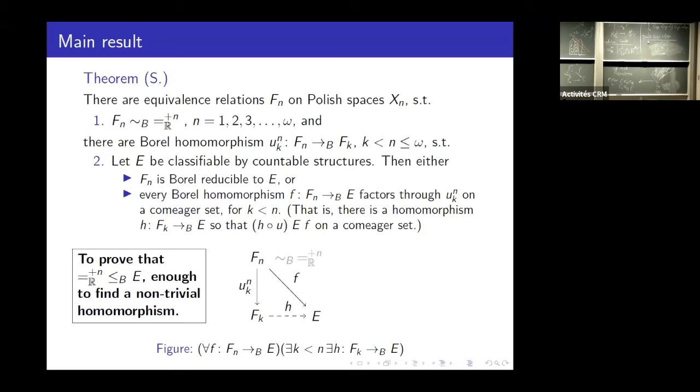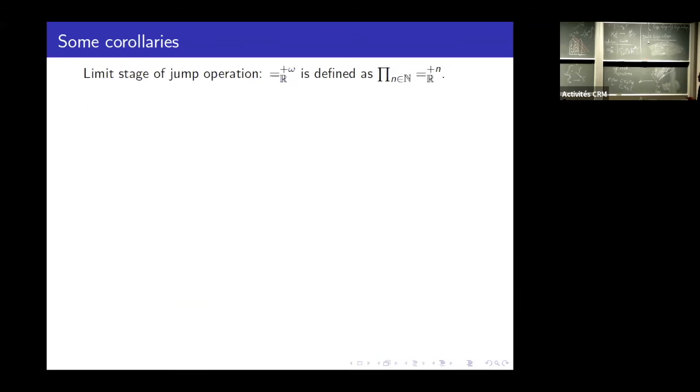So if you think of it for finite n, then it's just n minus 1. It will be equivalent if you just take n minus 1 here. But then if you have omega here, then for every f there will be a k less than omega. So this theorem is true for all the finite jumps, but also for the first limit stage of this jump operation, which I denote here by f omega. I will say something about it. Okay.